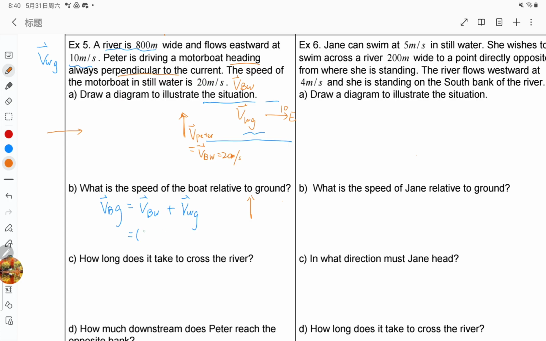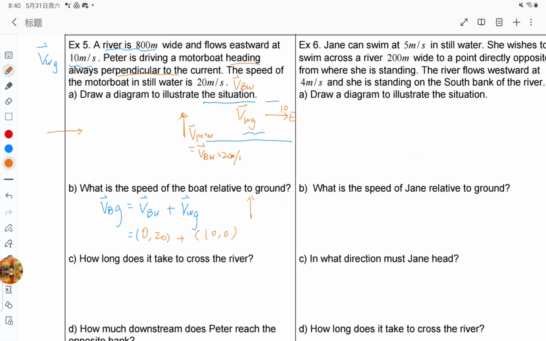The boat of Peter vertical. So I'll just say this is 0, 20, and then plus our water to the ground is 10. I'll just take east as the positive direction of x, 10, 0. I'll just write it down like this, right? And then, how long does it take to cross the river?